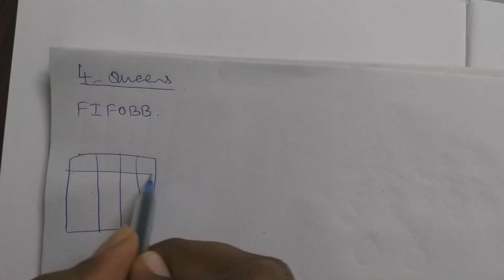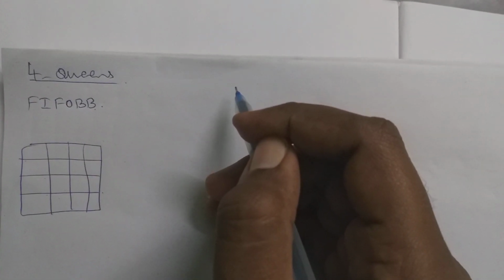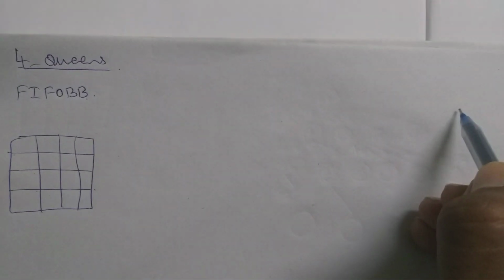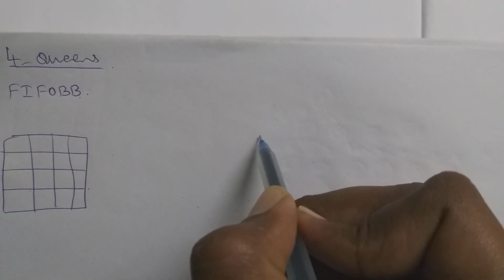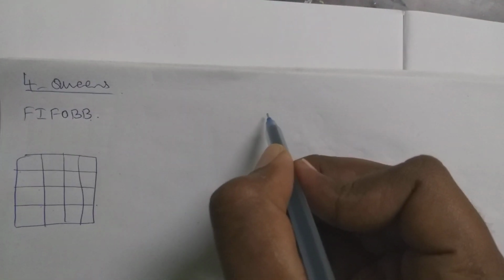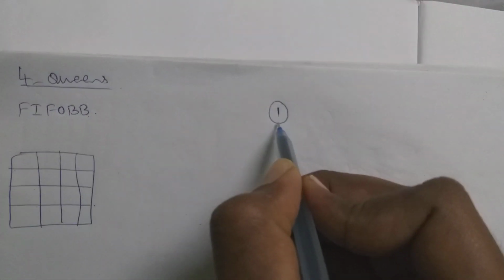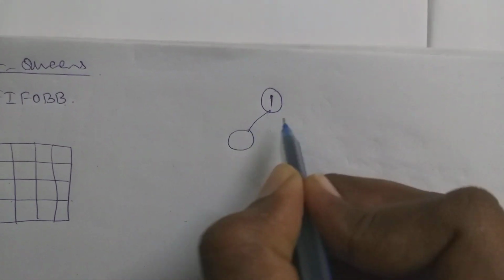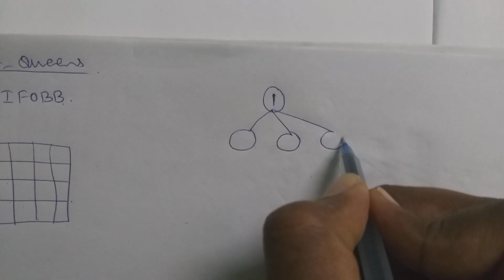I'll just take a chessboard. If you remember what FIFO branch and bound is, at a particular level, whatever node is generated first among all the live nodes, we choose that node as an E node. That is FIFO branch and bound. For example, for queen 1, how many nodes are there? First one is E node. It remains as E node until it is dead node. It means it keeps on generating all the nodes it needs to generate.